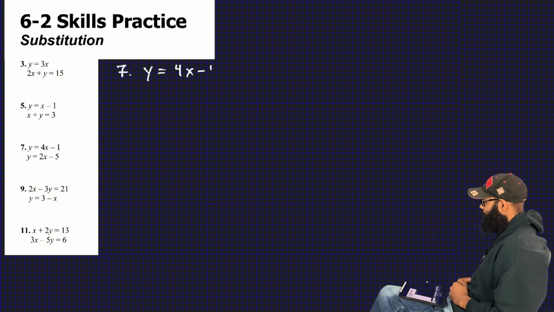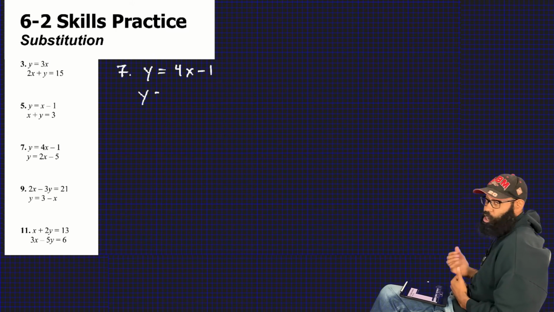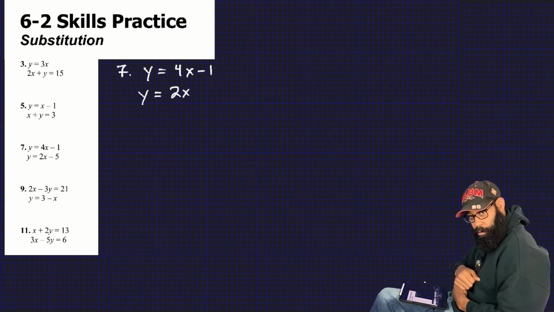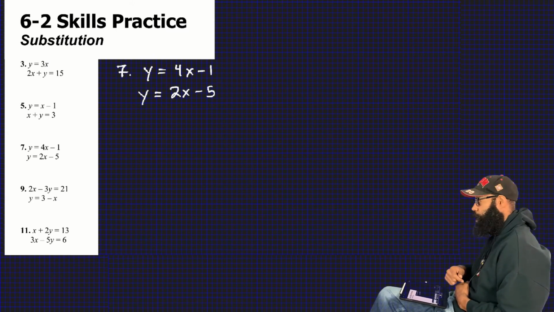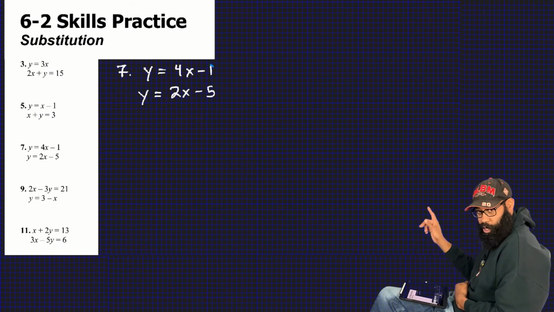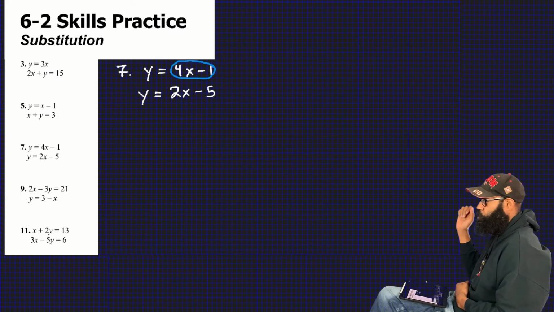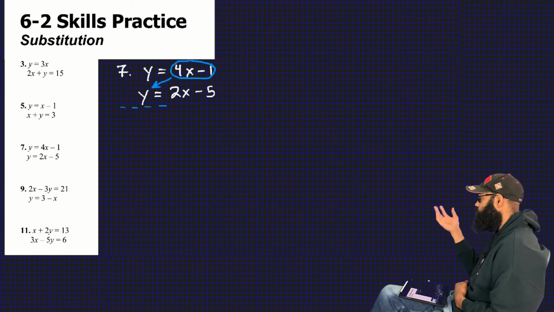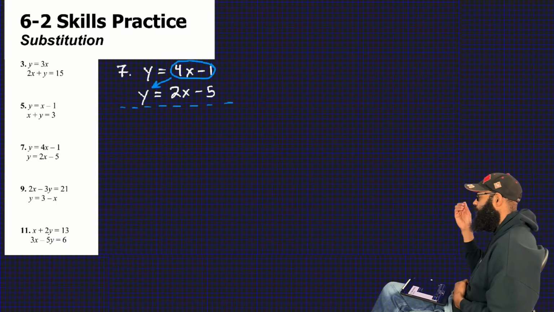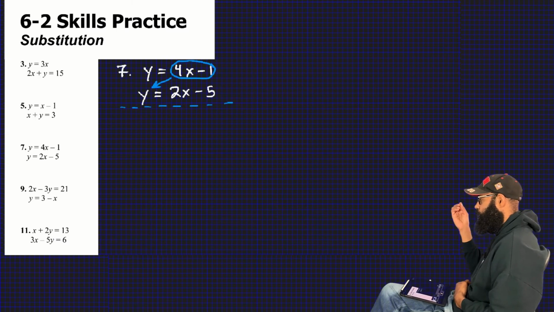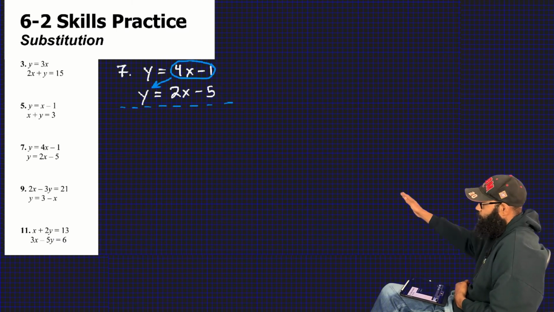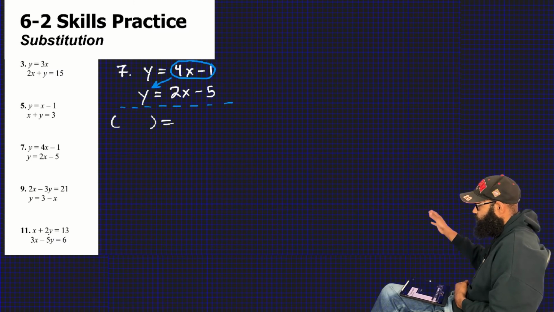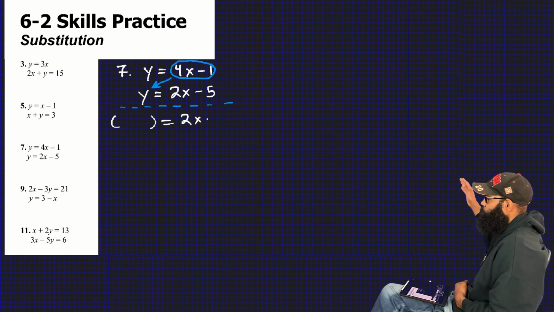Number 7, y equals 4x minus 1. Did you hear me say y equals? I know the circle and point now. But even the second equation, you see it has y equals as well. So either one of these I can choose to circle and point to the other. But what's going to happen is, you notice now I'm going to have one of those equations where I have a variable on the left side because y equals, so technically parentheses equals 2x minus 5.